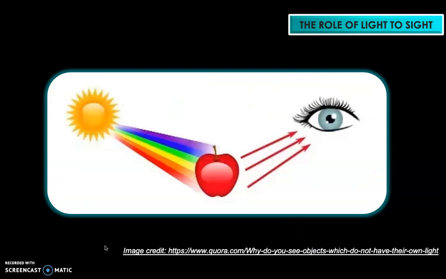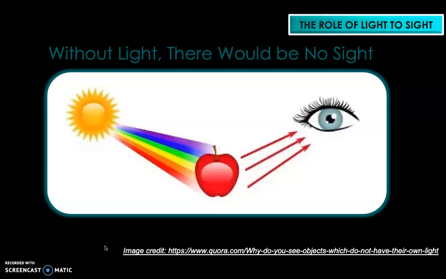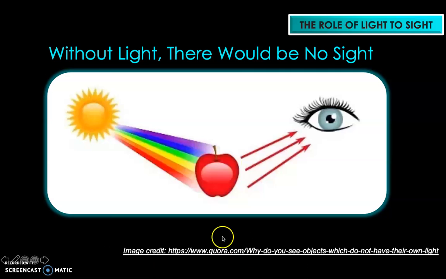So what exactly is the role of light or visible light when it comes to sight? It's pretty simple. Without light, there would be no sight. Example, a person can see this apple because there has to be a light source. Let's say there's the sun, for example. It can send out light rays towards the apple, and those light rays will bounce off in all directions, and those that will hit your eyes will enable you to see the apple.